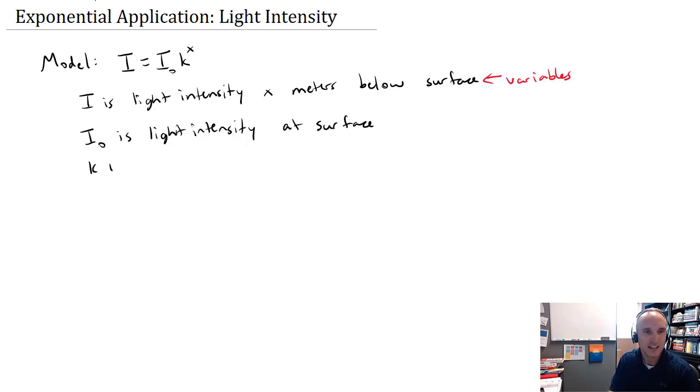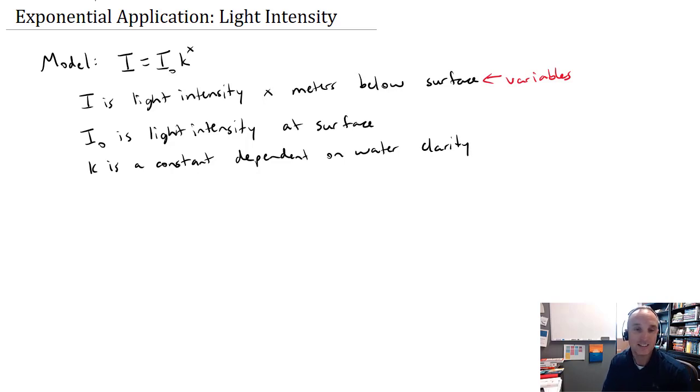And k is simply a constant dependent on water clarity. So that's going to impact how quickly your light intensity changes as you go deeper if your water's more or less clear. So that k constant takes that into account. Let's do an example.